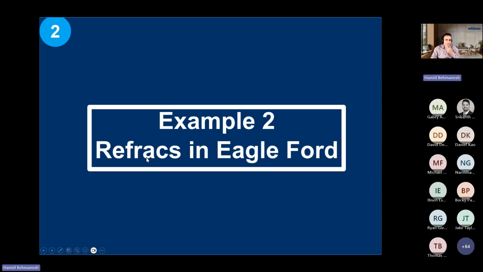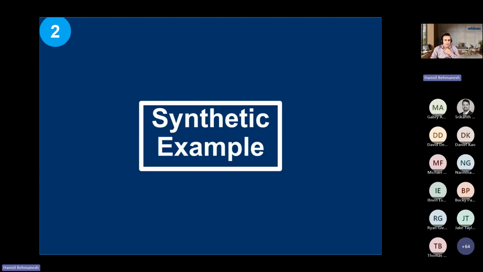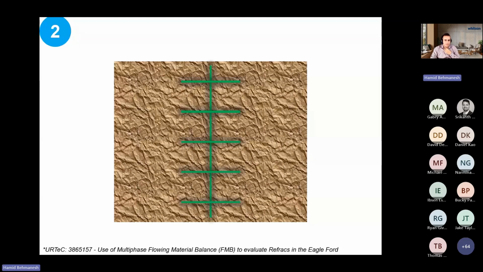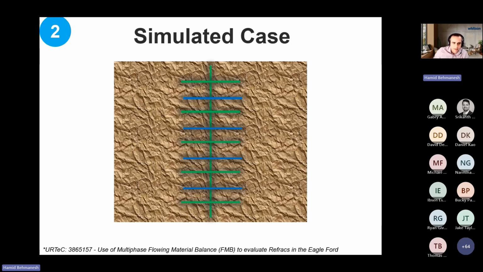The second example is the refrac in Eagle Ford. Let's start with the synthetic example. So this is my original wellbore completion. Then I developed it with more fractures, by putting in more fractures. And a successful refrac is simply adding more reserves to the portfolio of the well, and it's not simply accelerating the reserve, right?